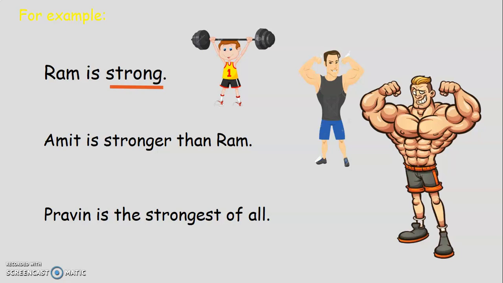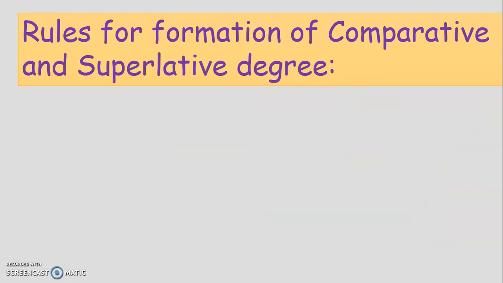In the next sentence, Amit is stronger than Ram. So, stronger is an adjective which compares Amit and Ram. Therefore, it is a comparative degree. In the third, strongest is again an adjective, but here it doesn't compare two things, it compares more than two things and tells us who is the highest. And therefore, it is a superlative degree. Now, I hope you are clear with the positive, comparative, and superlative degree. Now, let's see the rules for formation of comparative and superlative degree.